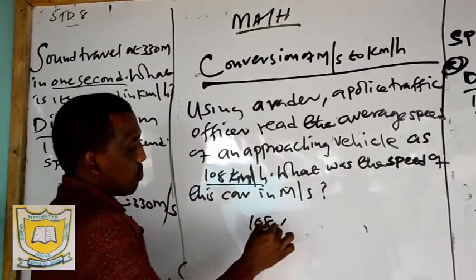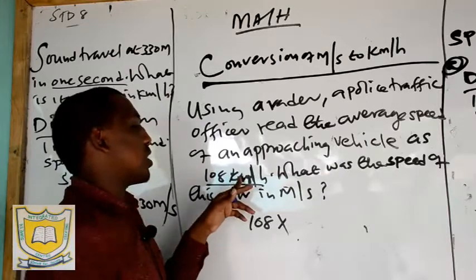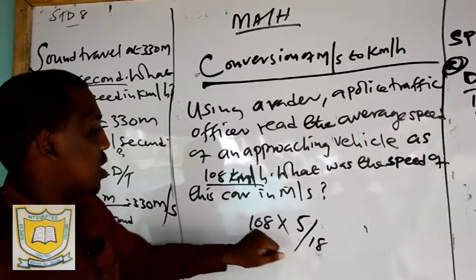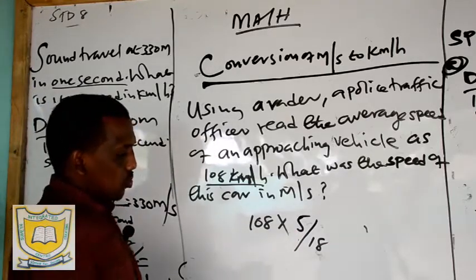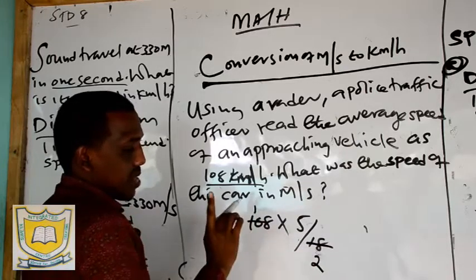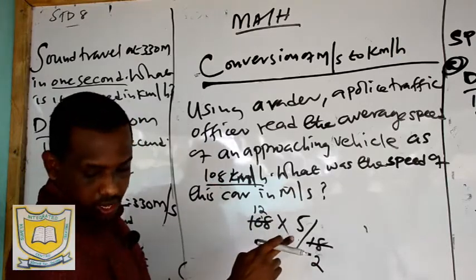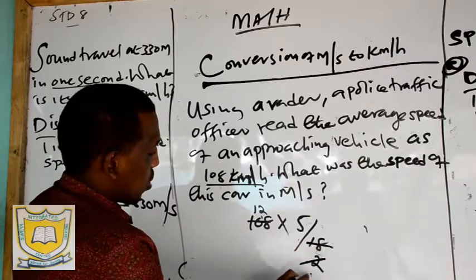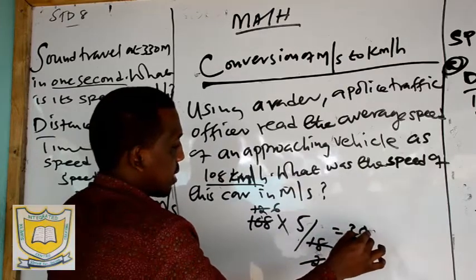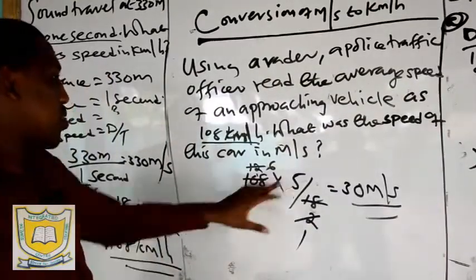So 108 multiplied by 18 over 5 is for changing to kilometers per hour. But when we're changing to meters per second, we say 5 over 18. So 9 into 18 is 2, and 9 into 108 is 12. 2 into 12 is 6. So 6 times 5, you will get 30 meters per second. So that is how we change.